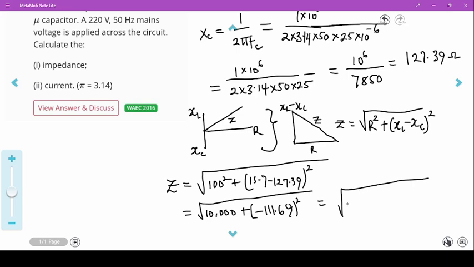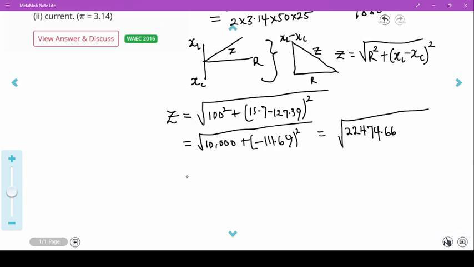So I have here 22, and the square root of that would give you, we've finally found Z. So we have here 150 ohms. So the resultant opposition is about 150 ohms.